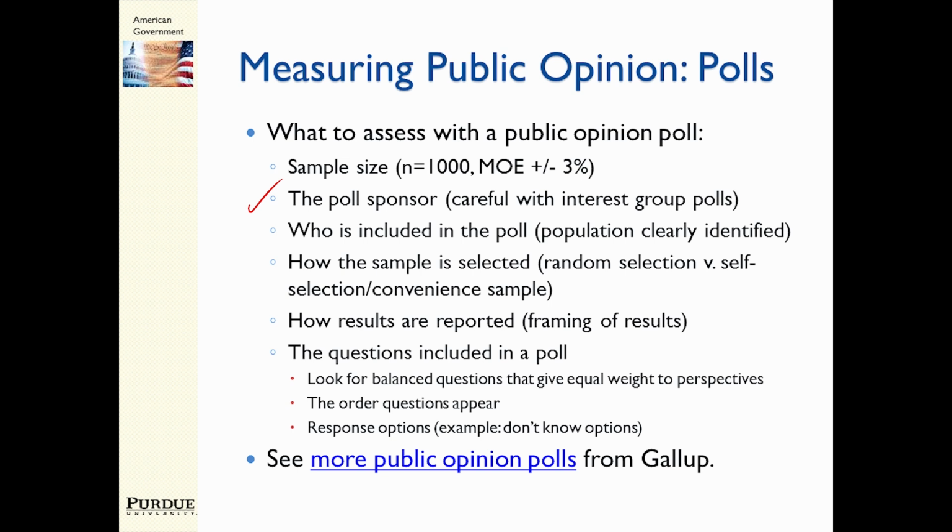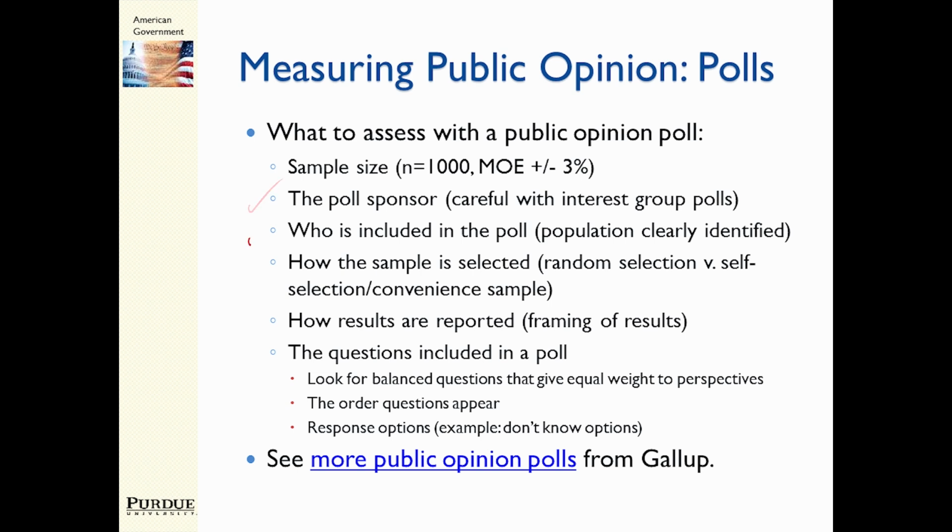A poll is only as good as the questions that are asked by the pollster and the answer options that are given to a respondent. So interest groups oftentimes try to game public opinion polls by trying to show support for particular policies so that they can then get more money from donors and get more support from members of Congress.